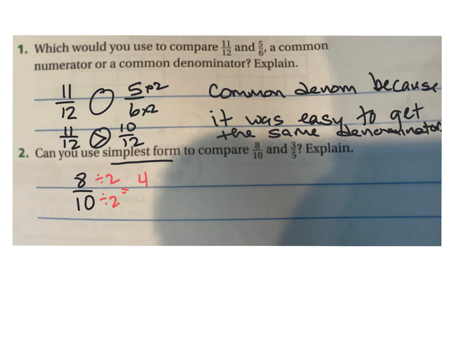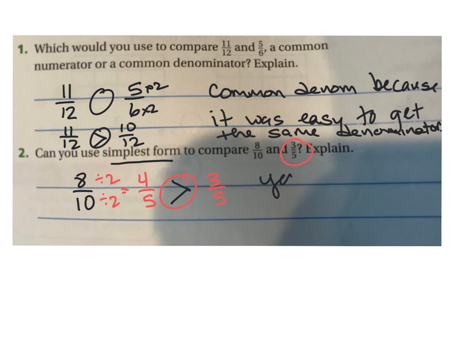8 divided by 2 is 4. 10 divided by 2 is 5. And looky there, I suddenly have a common denominator that I can compare these to. So yeah, reducing down a fraction, as long as you're keeping it equivalent, if it brings you to having a common denominator, then it makes it easy to compare them. So now 4/5 compared to 3/5, 4 out of 5 is more than 3 out of 5.